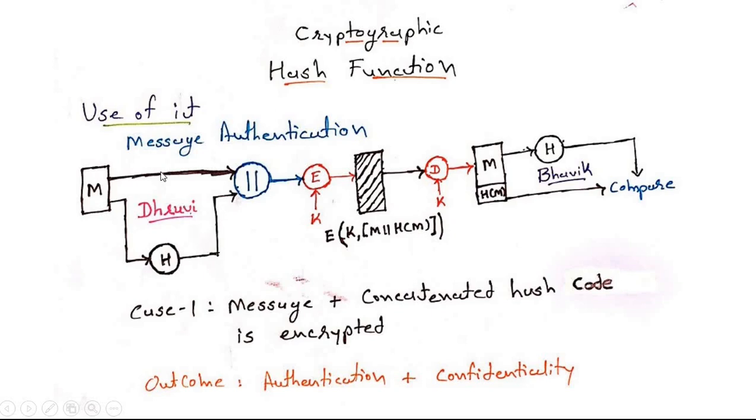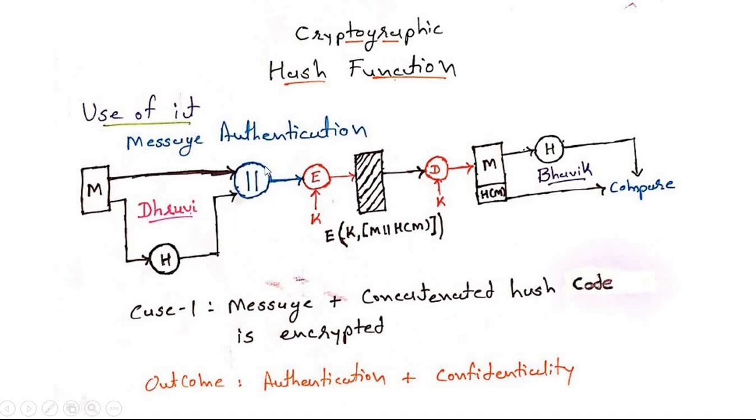Suppose there are two parties, Dhruvi and Bhavik. Dhruvi is sending a particular message to Bhavik. So what is going on? Let's see, that is the actual message M. Now we are going to apply a hash function on this message M. Now we have the original message plus one output of the applied hash function.